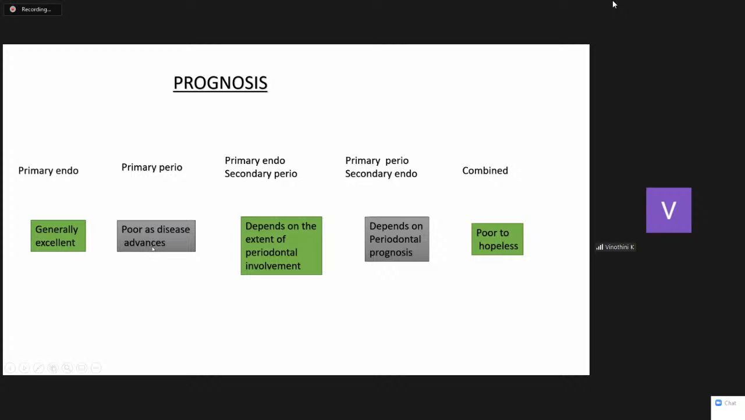Primary perio is going to have poor disease response. Primary endo, secondary perio: in all other cases, it depends on the periodontal prognosis. How is the perio? Because with endo, whatever you do is just the tooth. If you do that properly, everything else is fine. But perio is almost everything, the attachment apparatus. So it all depends on the involvement of the periodontal tissue.